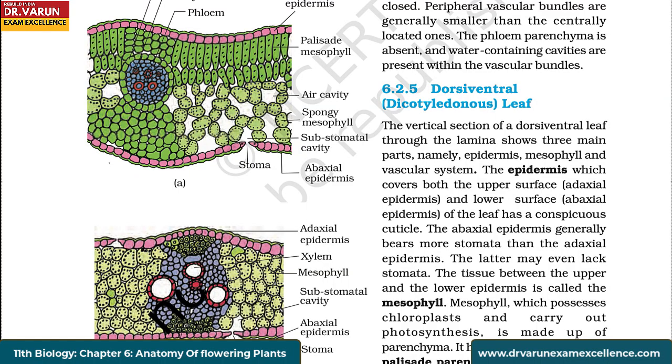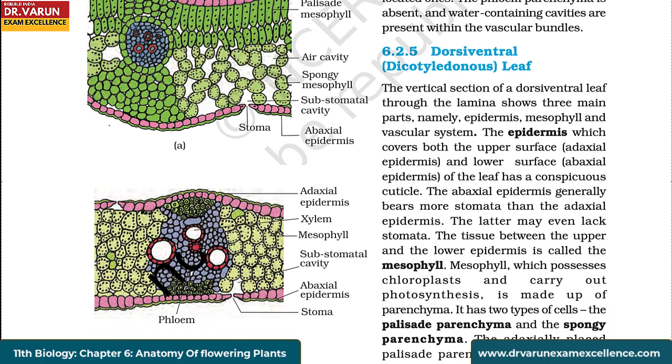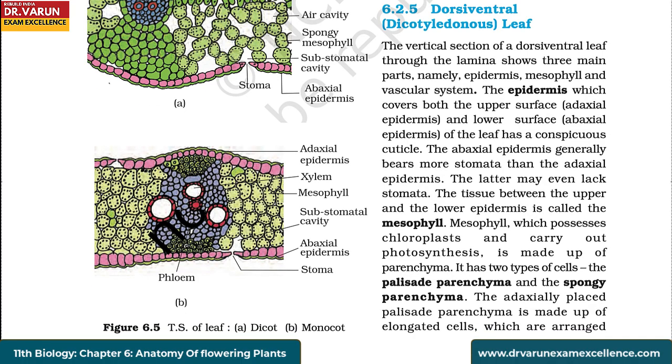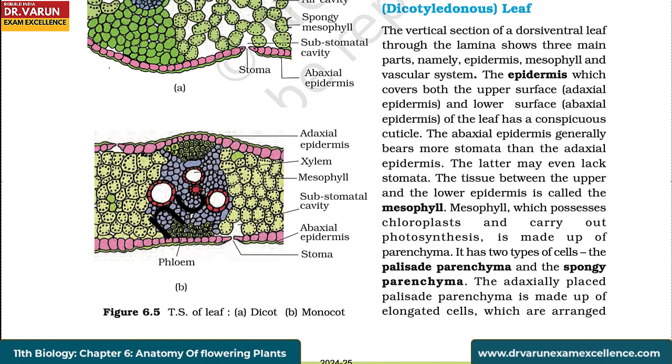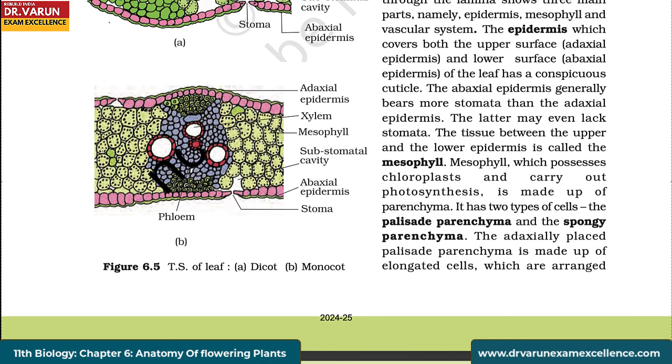Dorsiventral or dicotyledonous leaf. The vertical section of a dorsiventral leaf through the lamina shows 3 main parts, namely epidermis, mesophyll, and vascular system. The epidermis, which covers both the upper surface or the adaxial epidermis and lower surface or abaxial epidermis of the leaf, has a conspicuous cuticle. The abaxial epidermis generally bears more stomata than the adaxial epidermis. The latter may even lack stomata. The tissue between the upper and the lower epidermis is called the mesophyll.